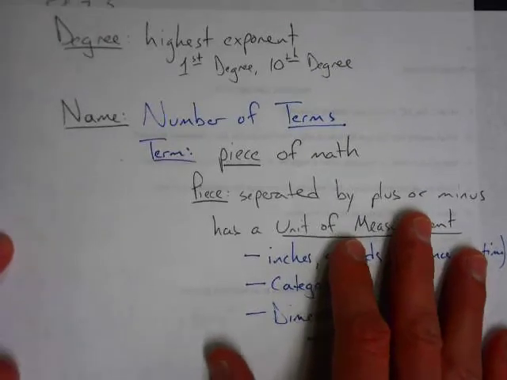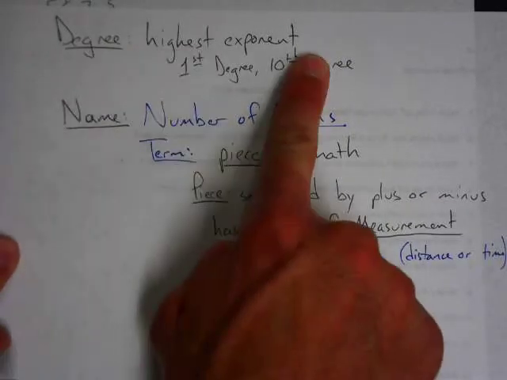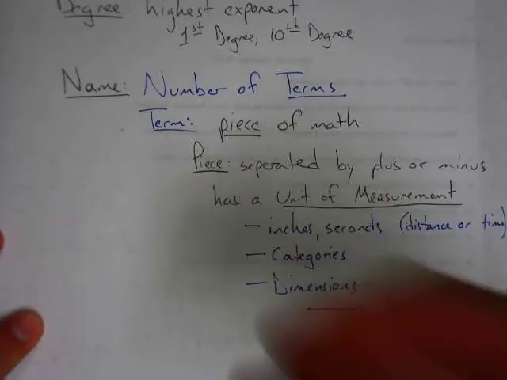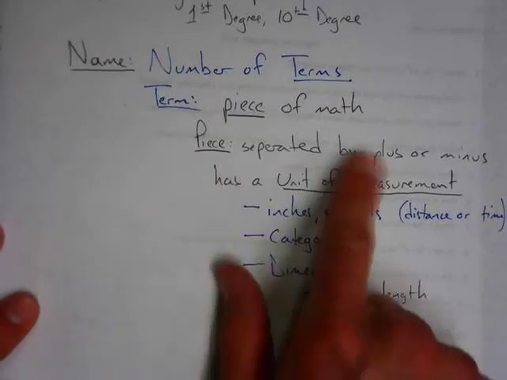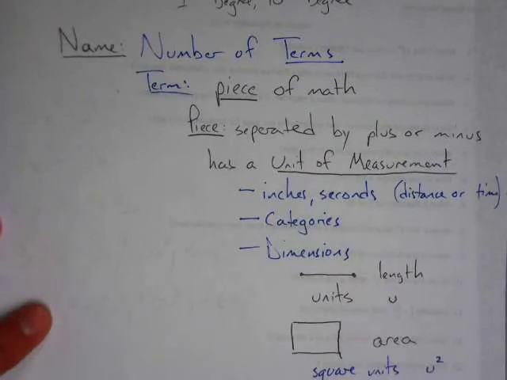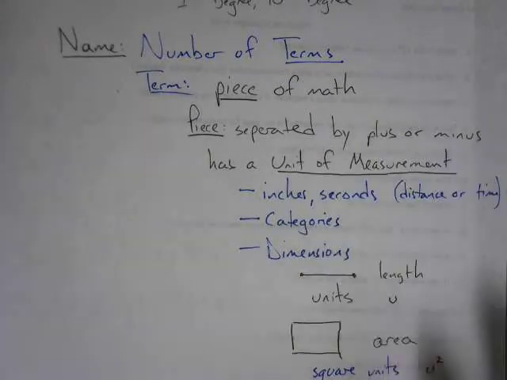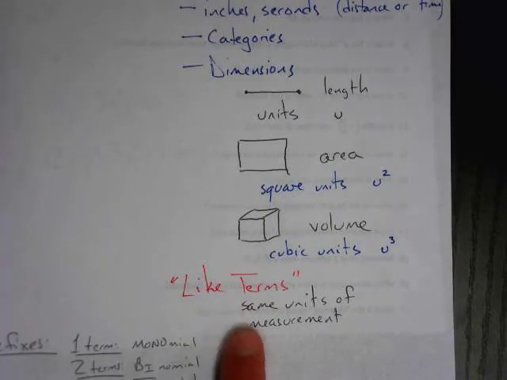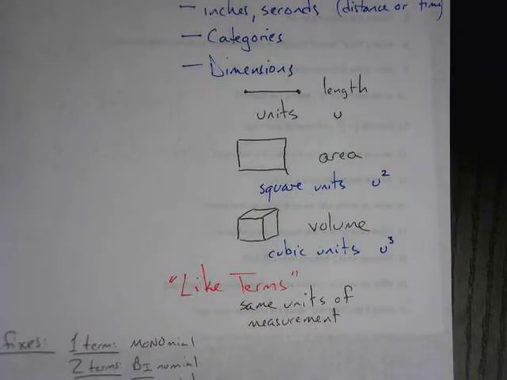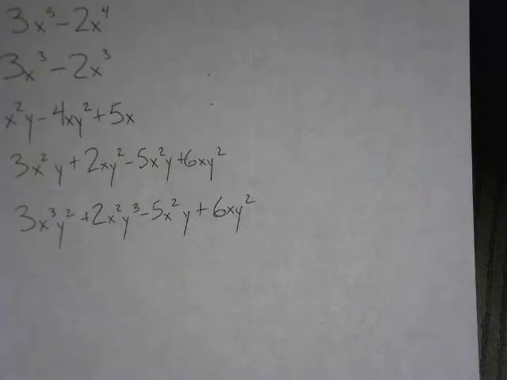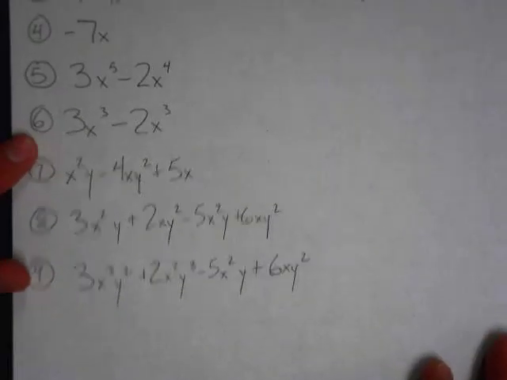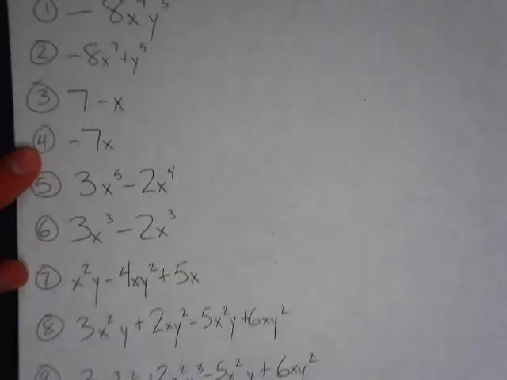Right? So we have the degree of a polynomial is the highest exponent there. And the name of the polynomial depends on the number of terms. But what is a term? A piece of math separated by a plus or minus has its own unit of measurement. And units of measurement can be different, and know that we can only add like terms. We can only combine things that have the same units of measurement. Okay? With that, we're ready to crank out this list of polynomials. Okay, so we start with number 1.